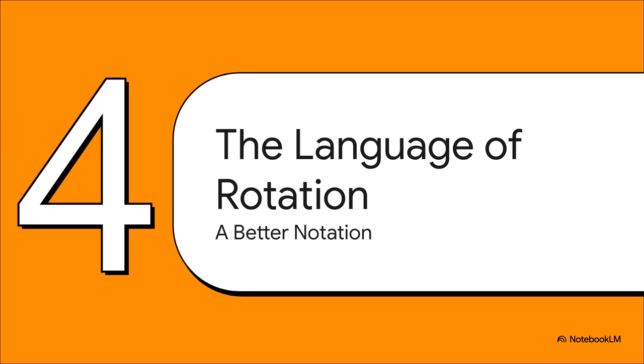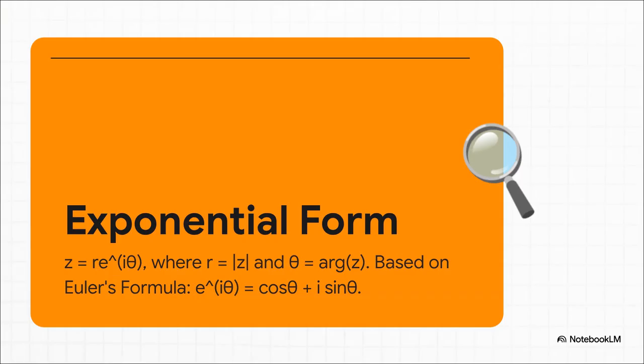It's designed to talk about how far right and how far up, not how far out and what angle. We need a new language, a notation that's built for this geometric point of view. And here it is. It's called the exponential form. Now, I know it looks a little intimidating at first, but what it does is incredibly simple. That r right there, that's just the magnitude, our scaling factor. And theta, that's the angle, our rotation.